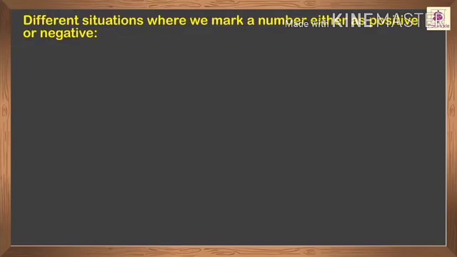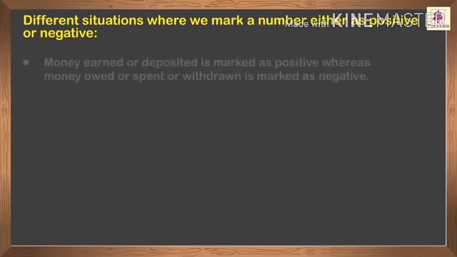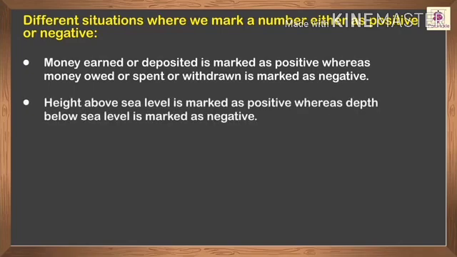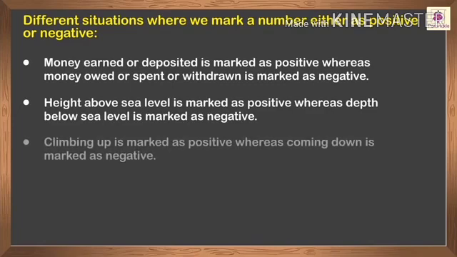Now, let us look at different situations where we mark a number either as positive or negative. Money earned or deposited is marked as positive, whereas money owed or spent or withdrawn is marked as negative. Height above sea level is marked as positive, whereas depth below sea level is marked as negative. Climbing up is marked as positive, whereas coming down is marked as negative.